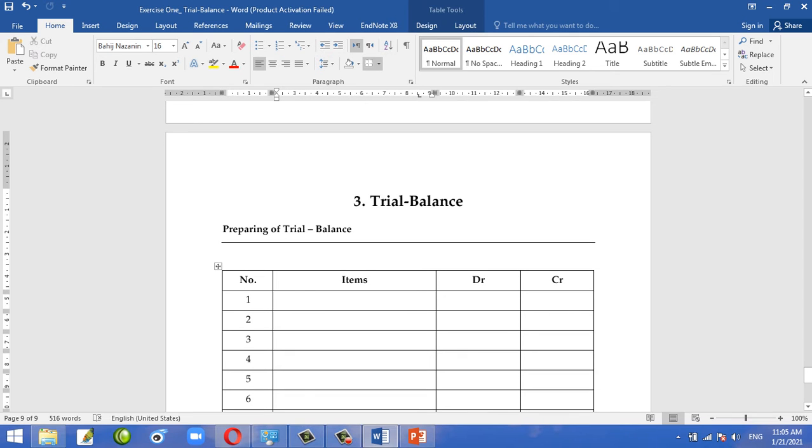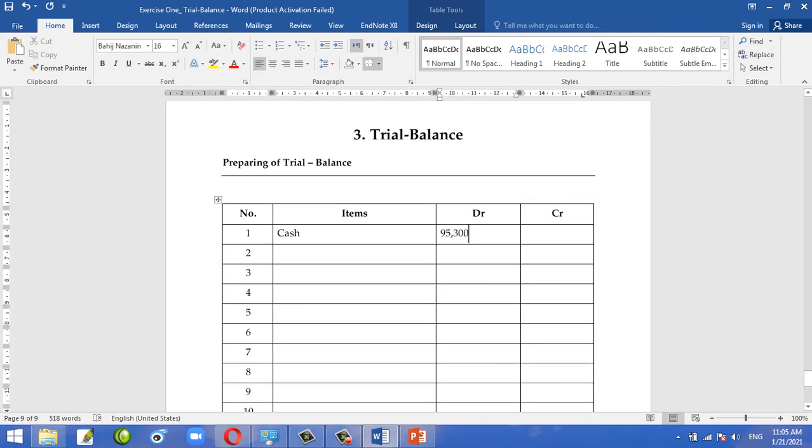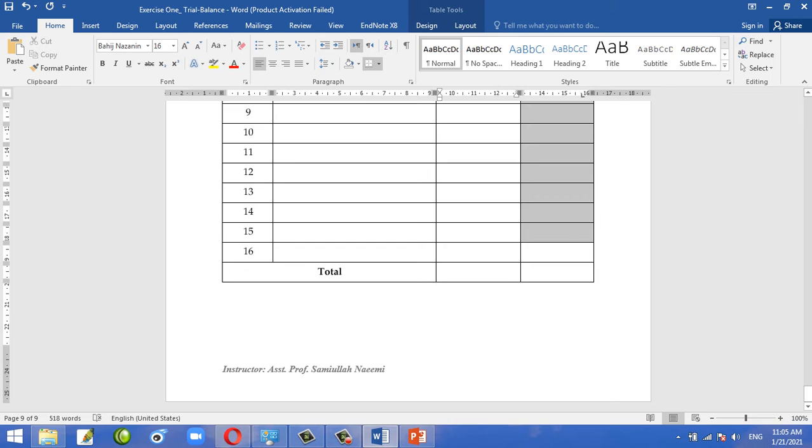The first one is cash. We have to record here how much: 95,300, because the debit side is greater than the credit side.